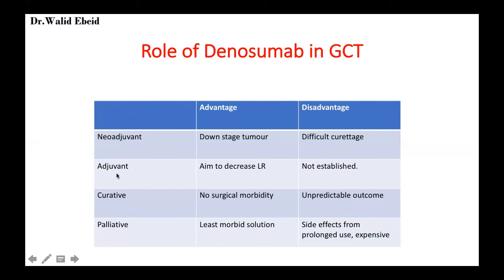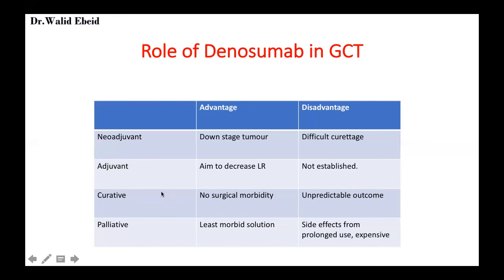Or you can use denosumab as an adjuvant. You do your curettage and then you give denosumab to decrease the local recurrence. However, using it as an adjuvant is not an established form of treatment. Nobody ever proved that giving denosumab following curettage would decrease the incidence of recurrence.